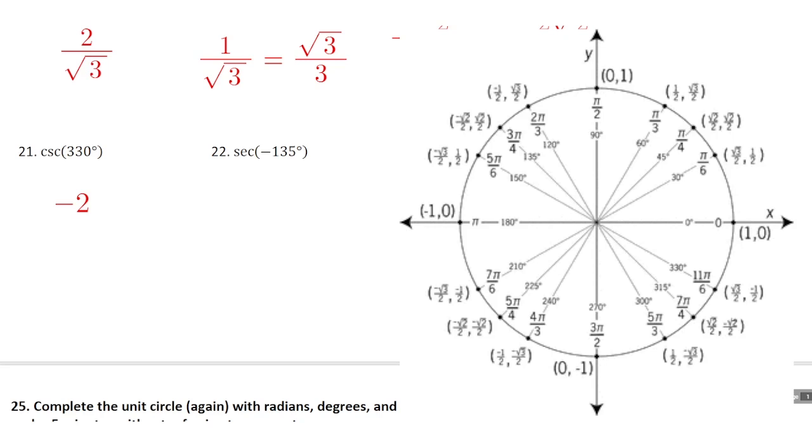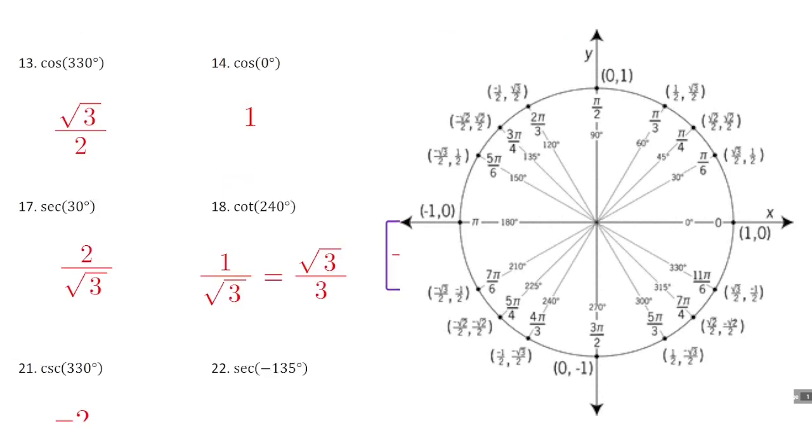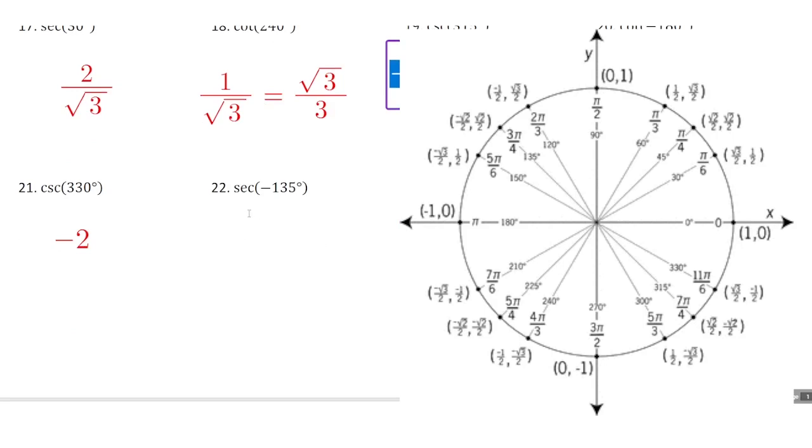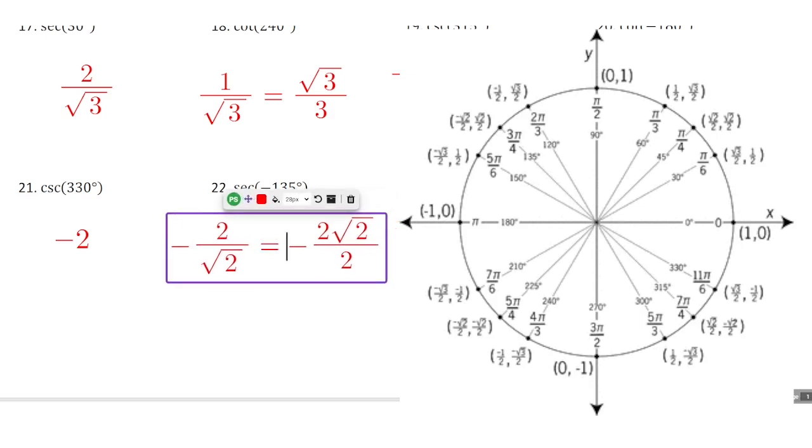Secant of negative 135 degrees. Now, positive 135 degrees is in quadrant 2, so negative 135 degrees needs to be in quadrant 3. It's coterminal to 225 degrees, so that's what we'll be looking at. So at 225 degrees, which is coterminal to negative 135, the x value is negative root 2 over 2. So the reciprocal of that would be negative 2 over root 2. Looks like we're going to get the same answer as number 19. So I'm just going to copy and paste what I have up there. Once you rationalize it, you do also get negative root 2.